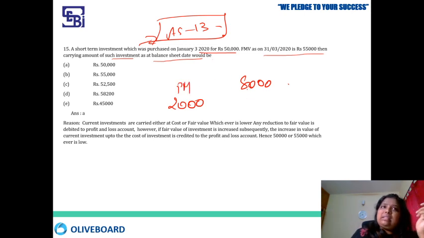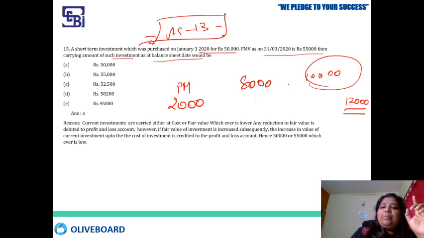Okay, fine. Suppose next year the value of that investment has increased, say for example, cost is 10K, now the value has gone up to 12K. Now what shall I do? Shall I bring it to 12K? No, you have to bring it up to 10,000. That's it, because whichever is lower. So now what will happen? You will bring back that asset to 10,000.